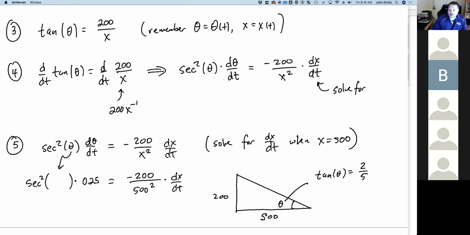And I need to find the arc tangent, if you will. I need to find the arc tangent of this value. So theta is the arc tangent of 2/5. So this is just something that you would plug into Desmos. Let me do that real quick.